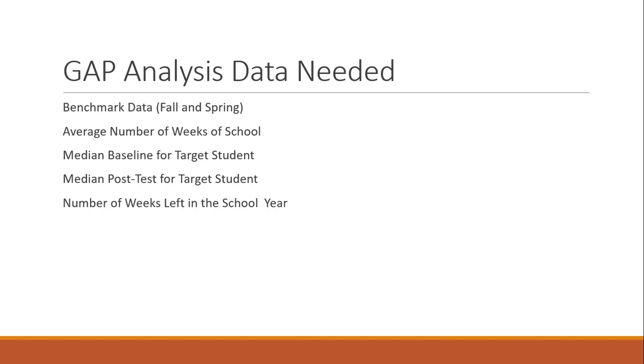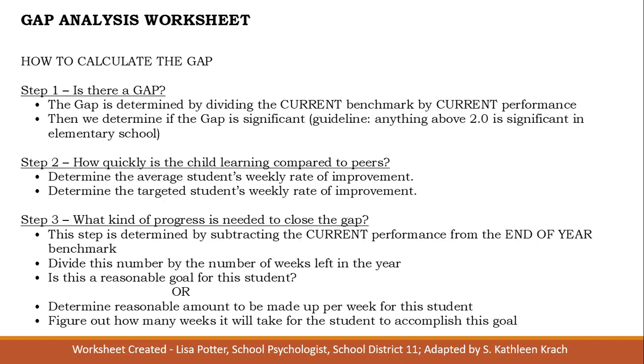So if there's a score of 32, 43, and 37, you're going to use 37. So it's the middlemost score. And then you need to know the number of weeks left in the school year for the targeted child. So there's a gap analysis worksheet, and really within the worksheet, these are the 3 things that the worksheet kind of helps you work through.